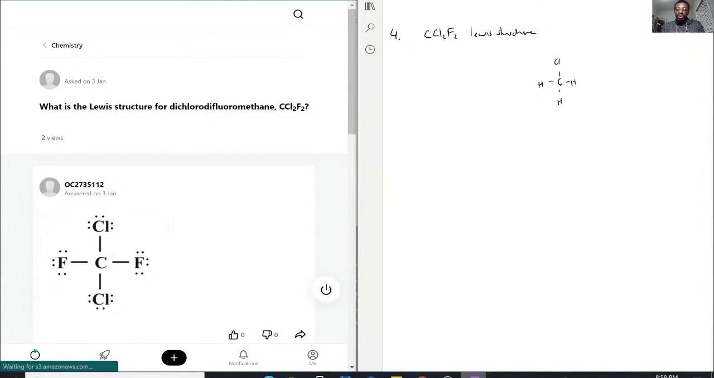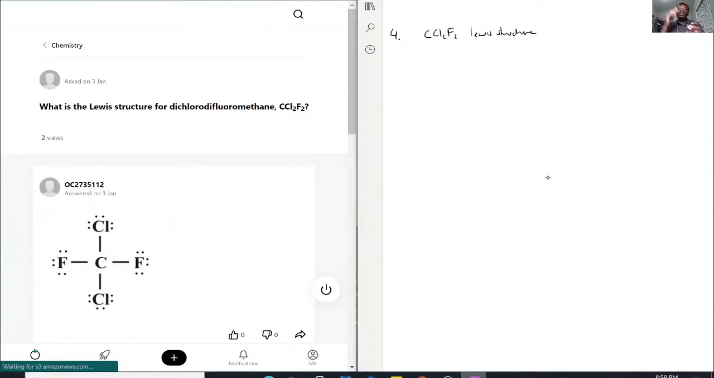So dichloro, difluoro, and still methane, because we still had that carbon in the middle. We just replaced the hydrogens. So that's how they got the name, just as a quick nomenclature review. But let's solve the actual Lewis structure.